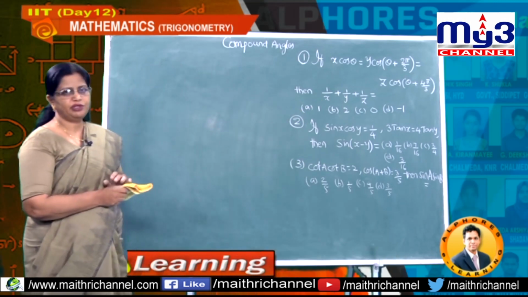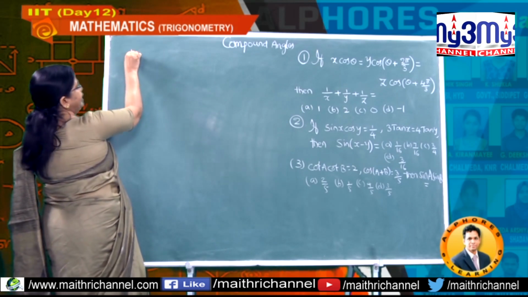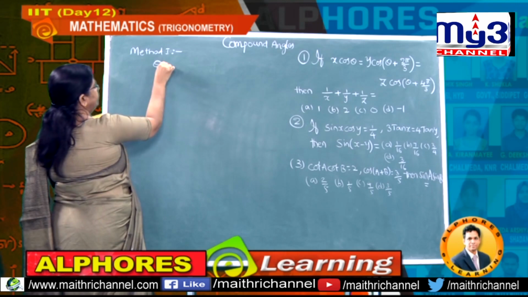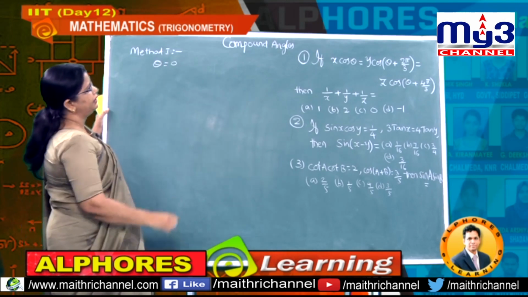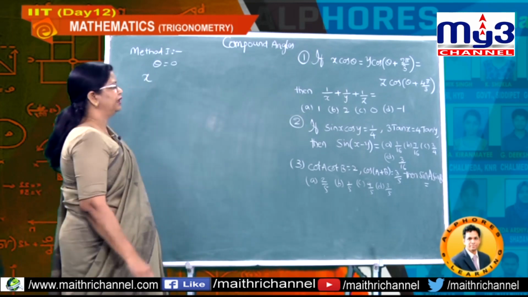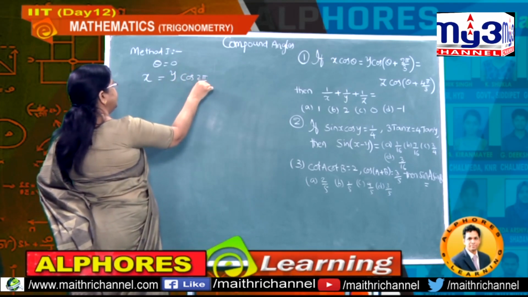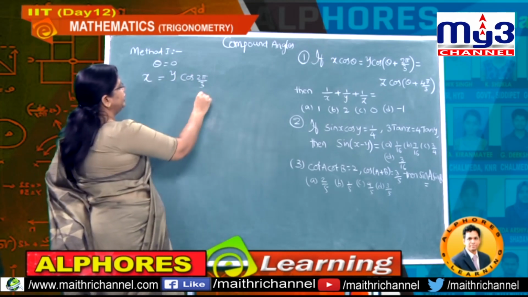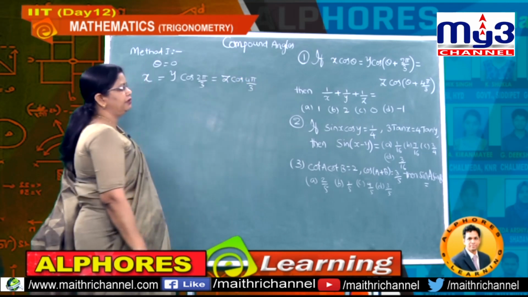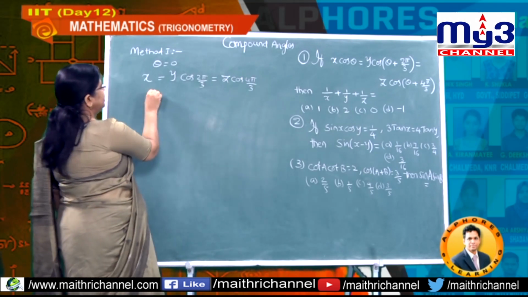So, students, let us substitute first theta as 0. I am doing the short method first. So, short method is method 1. In the short method you solve the problem by putting theta as 0. So, if I take theta as 0, x into cos 0, what is cos 0 value? It is 1, and equal to y into cos of theta plus 2 pi by 3, so 2 pi by 3, and this is z times cos 4 pi by 3. So, in the given equation we substituted theta as 0. Now, let us write values.